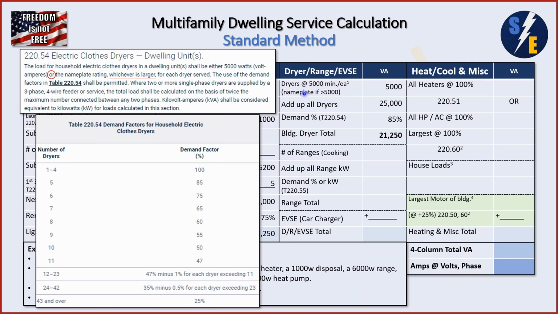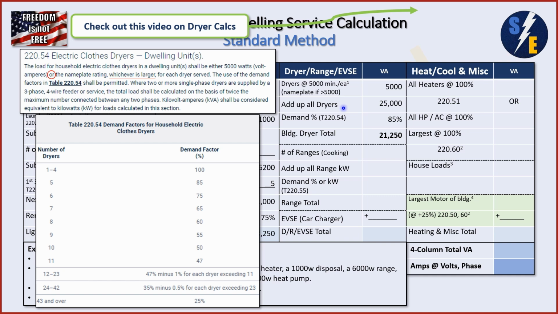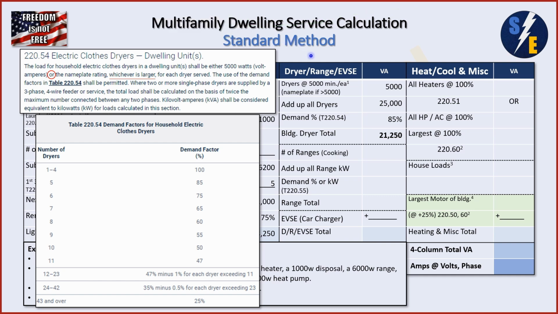Okay, moving on to the dryer, range and EVSE column. We're going to start with our dryers, and I'm going to explain a little bit about how to calculate dryers here, but for much more detailed info, check out my video on dryer calcs. I have a lot of information on dryer calcs. But we're going to go to 220.54. It says electric clothes dryers for dwelling units. The load for household electric clothes dryers in a dwelling unit or units shall be either 5,000 watts or volt-amps or the nameplate rating, whichever is larger. That's very important, for each dryer served.